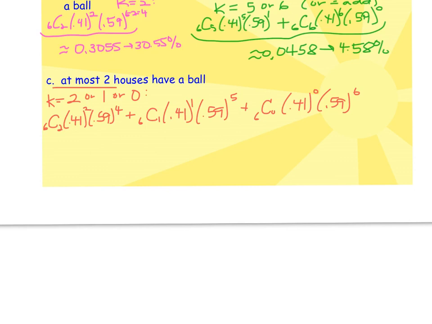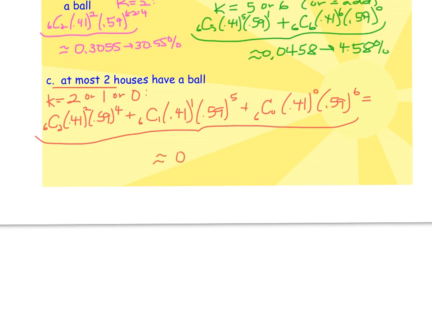It looks very similar in setup. Okay, carrying on. It says or 1 house would have a soccer ball, so we're going to add 6C1 times 0.41 to the first power times 0.59 to the 6 minus 1, which is 5, plus then 6C0 for no houses having a soccer ball times 0.41 to the 0 times 0.59 to the 6th. All right, see if you can enter all of this in. The more you can do independently, the easier your homework is going to be. Pause the video and then see if you can type that all in, press play when you're done, and we'll see if we have a match.